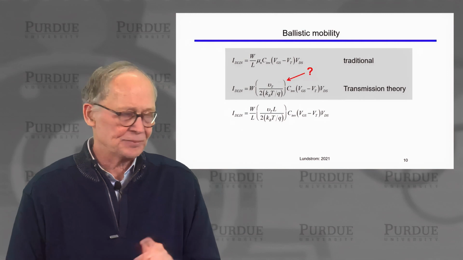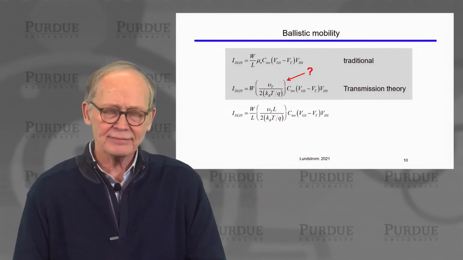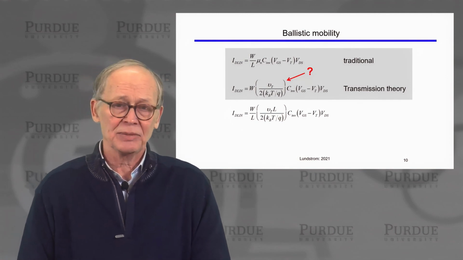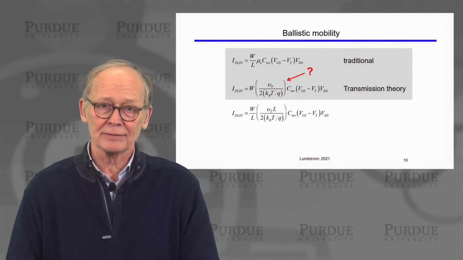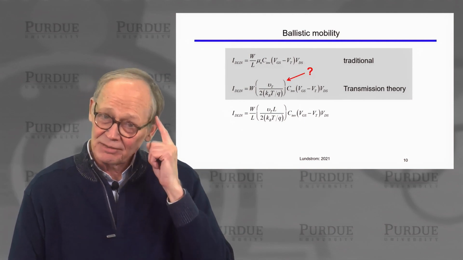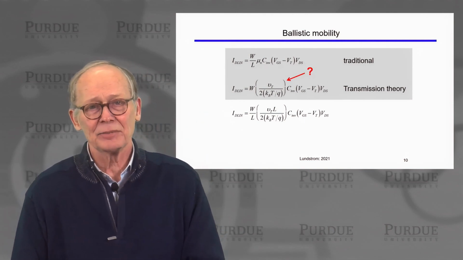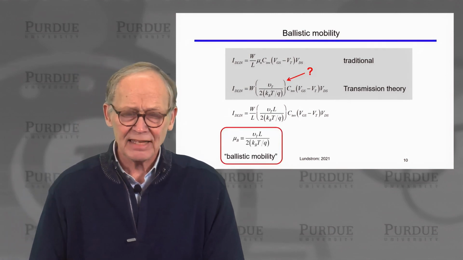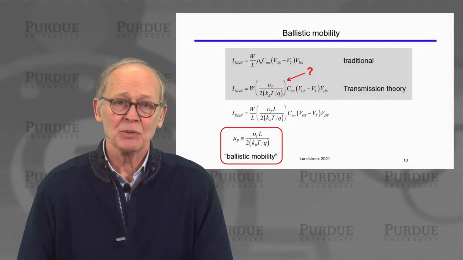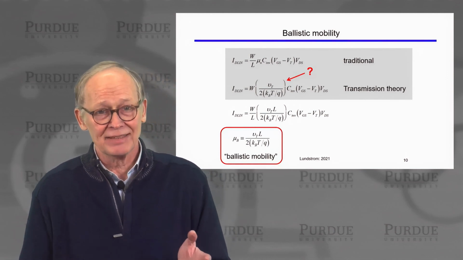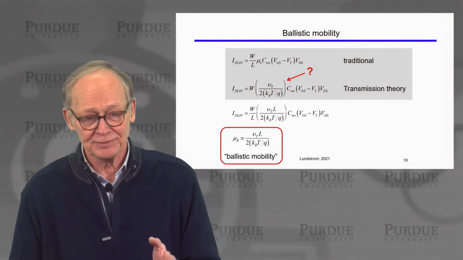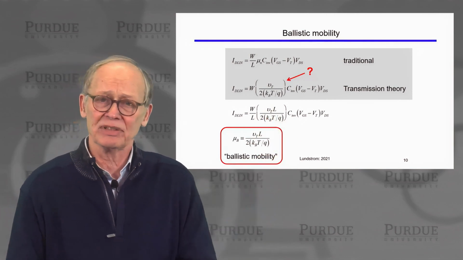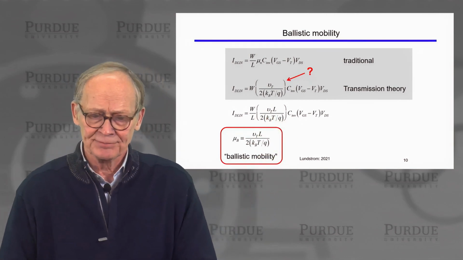But now when we've done that, if you look at what's in the brackets here and ask what its dimensions are, they are centimeters squared per volt second. That should ring a bell for us. Centimeters squared per volt second, those are the units of mobility. In fact, let's just define something we will call the ballistic mobility, because we're under ballistic conditions, and this quantity has the dimensions of mobility. We'll call it the ballistic mobility, and we'll see if we can make sense out of it.